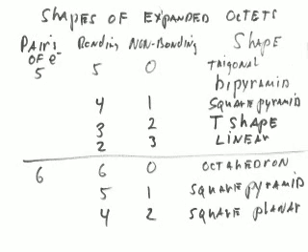For the case of 6 pairs of electrons around the center atom, 6 and 0 gives us an octahedron. 5 bonding, 1 non-bonding gets us a square pyramid. And 4 bonding and 2 non-bonding gets us a square planar arrangement.